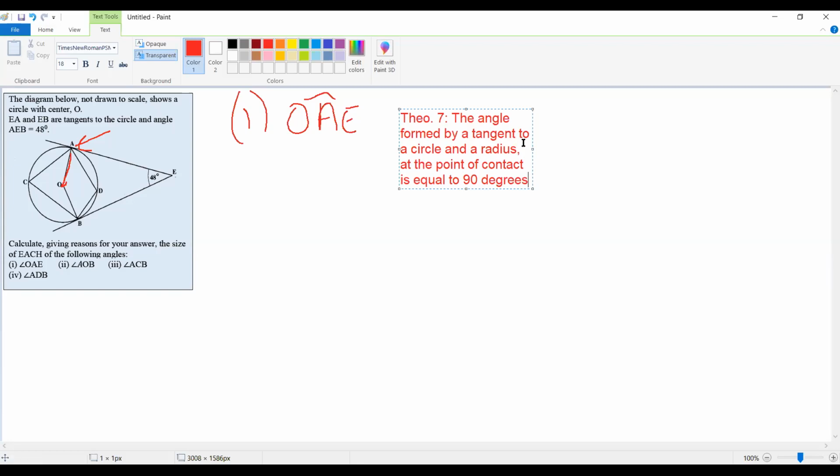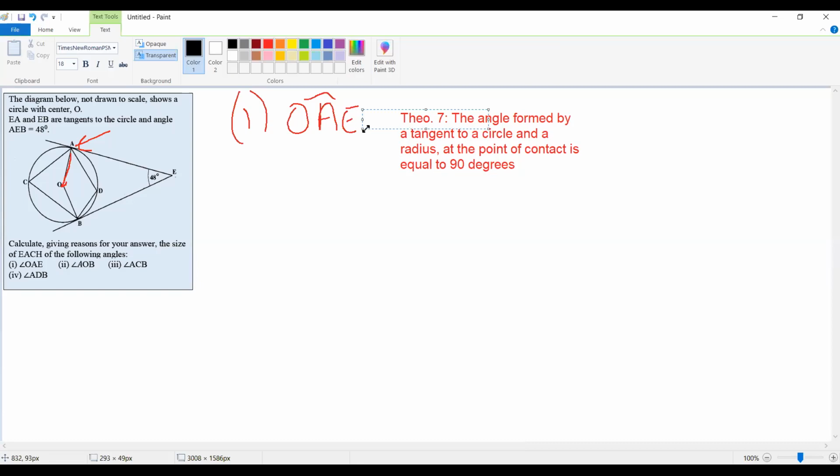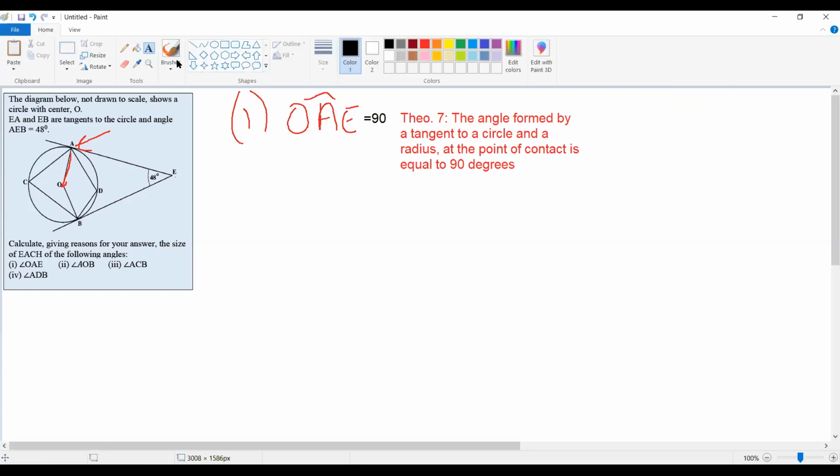So that being said, that makes angle OAE equal to 90 degrees. Yes, folks? Yes, sir.